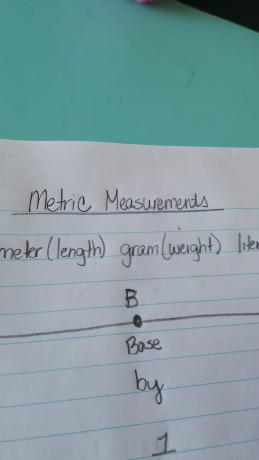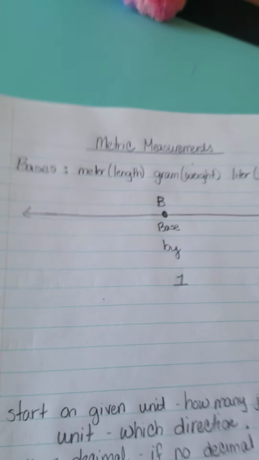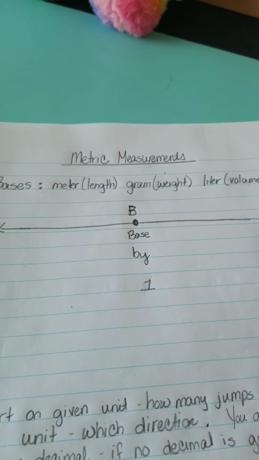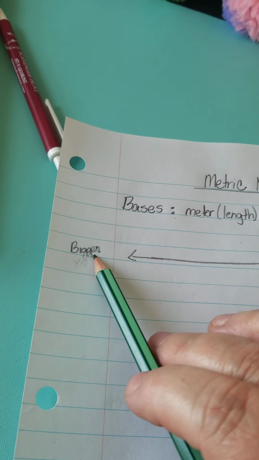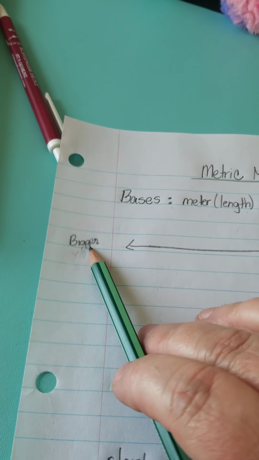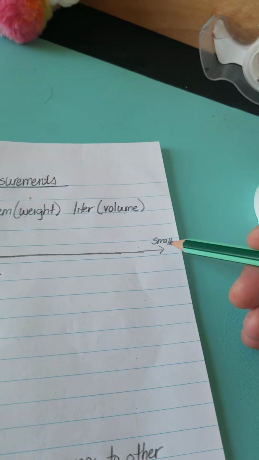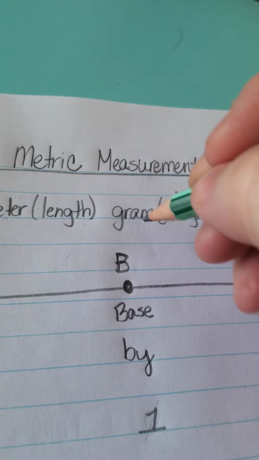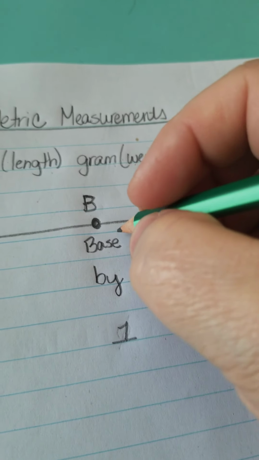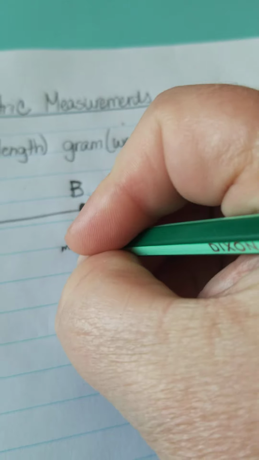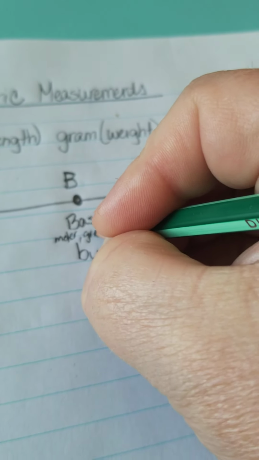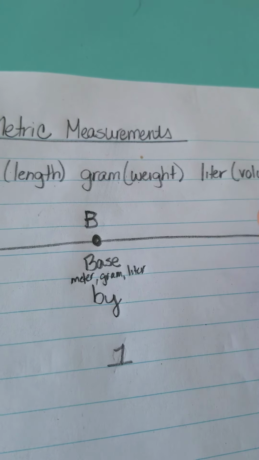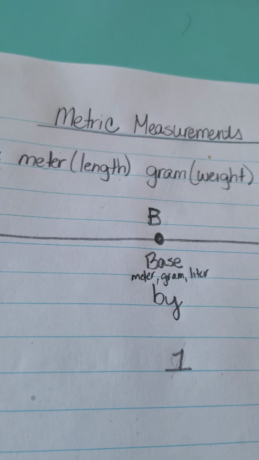All right. So we're going to kind of start by drawing an arrow, okay, to the left is the bigger amount. To the right is the smaller amount. And right there in the middle is your base unit. And so when I say base, B for base, I am talking about meter, gram, or liter, okay? That's your base, all right?